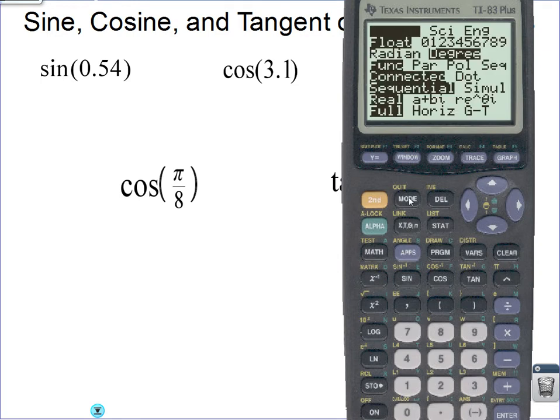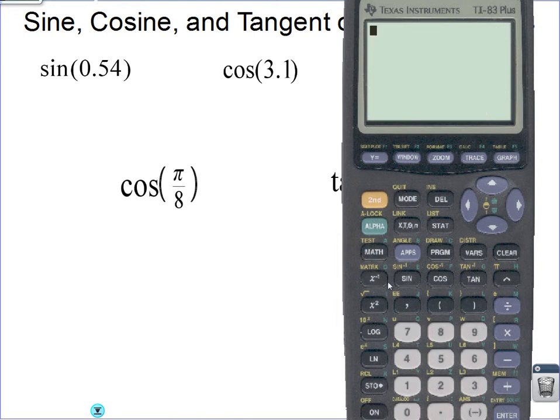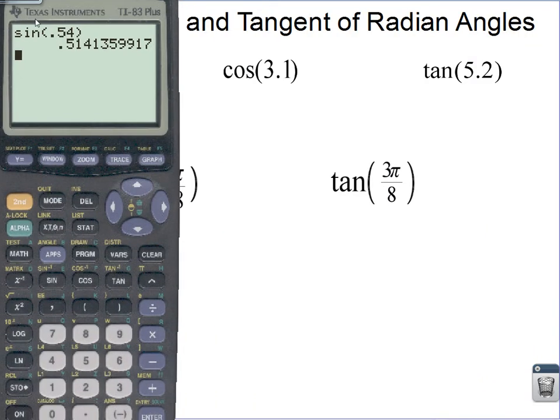So we make sure we go to mode. We make sure we come down here and change back to radians. We quit out of that and we just type in sine 0.54. Should get somewhere around a half, yeah, 0.51. Cosine 3.1, I'm not going to go through all these. Cosine 3.1, tangent 5.2 do the same thing.